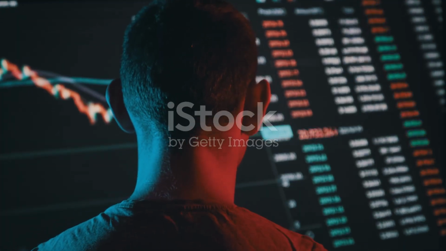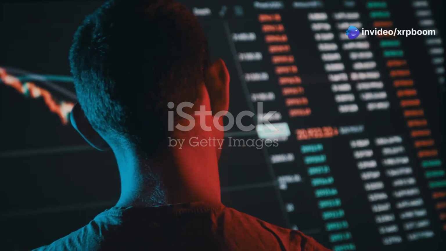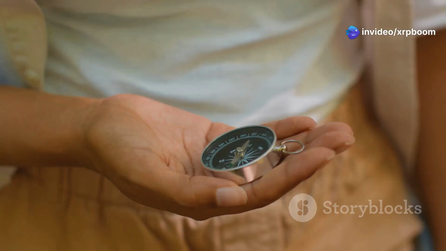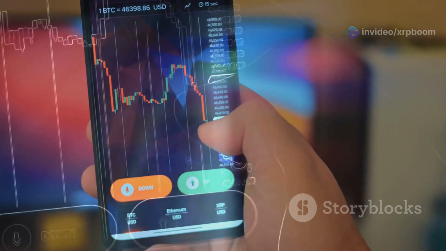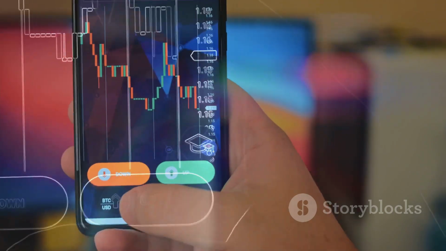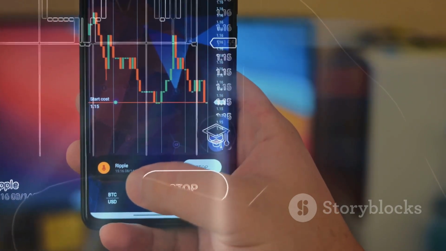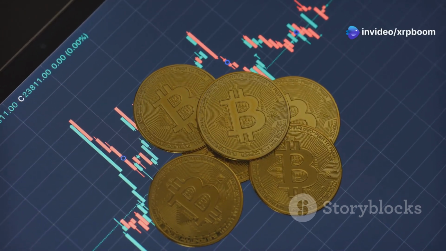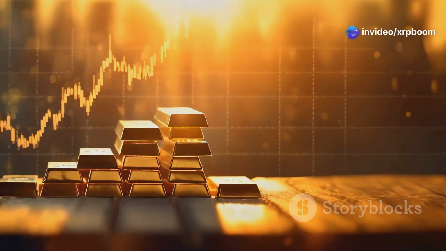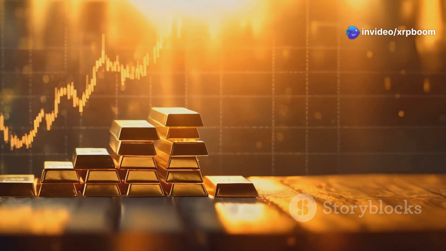Ever felt lost in the wild world of crypto trading, unsure of where to go next? Don't worry, we've all been there. That's why you need a trusty compass to guide you, and that's where candlestick charts come in. Think of candlestick charts as your personal crypto GPS, showing you the market's twists and turns. They're like treasure maps, revealing hidden patterns and signals that can lead you to crypto gold. Okay, maybe not actual gold, but you get the idea, profits.